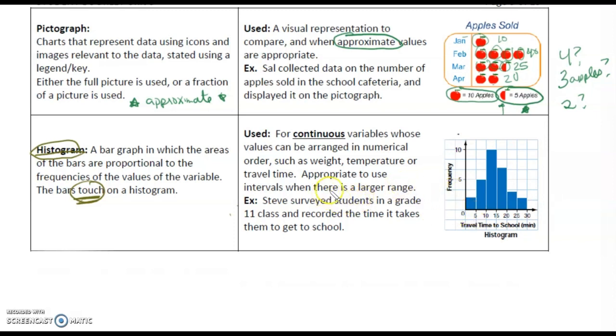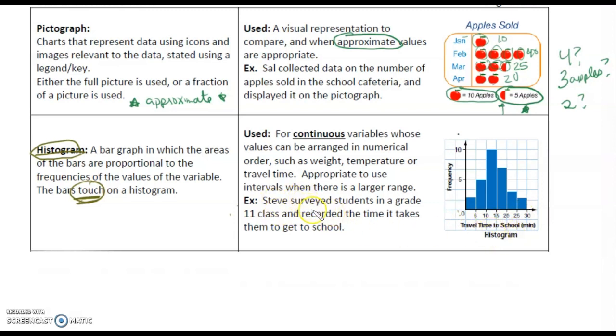Okay, it's appropriate to use intervals when there's a larger range. You don't want to sit here and graph every single number between 0 and 30. So instead, we're going to group them into intervals of 5. So 0 to 5, 5 to 10, 10 to 15, and so on.